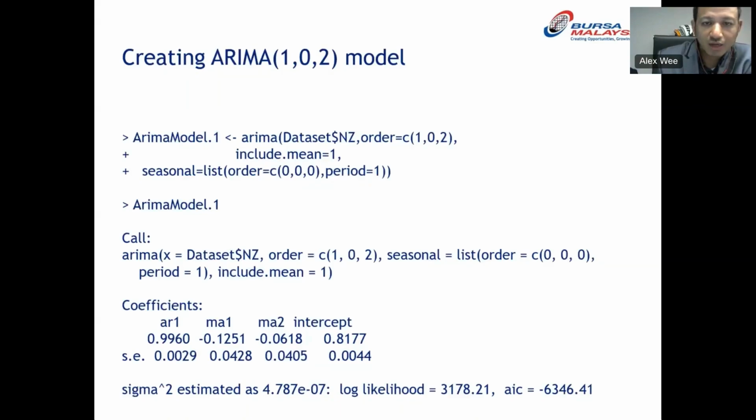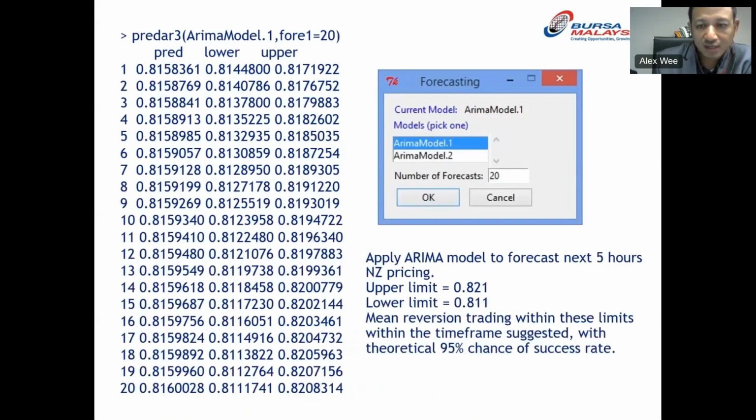So that is the use of ARIMA, and from there you can see that for the next 5 hours, the upper limit is 0.821 and the lower limit is 0.811. That means with 95% chance, for the rest of the trading day for New Zealand versus US dollar, because it's non-trending, I'm going to trade the range. And what is the price to do the range? Instead of using a Bollinger Band, I'm going to use ARIMA, which is more accurate than Bollinger Band. The reason why, I already explained in the previous lesson, where I compared Bollinger Band to ARIMA.